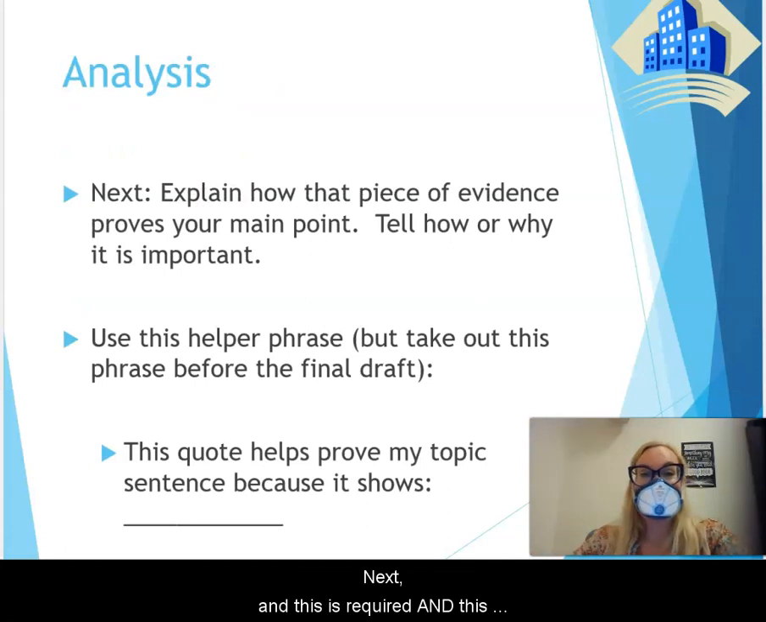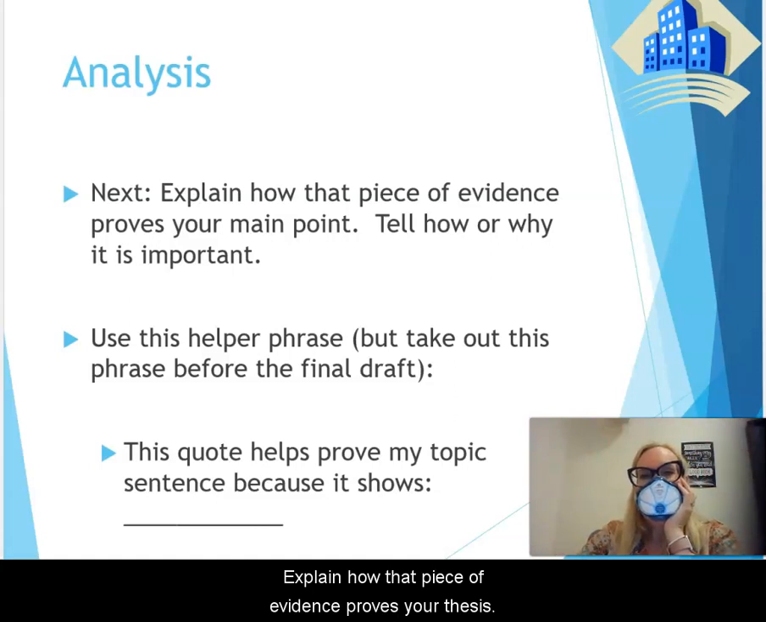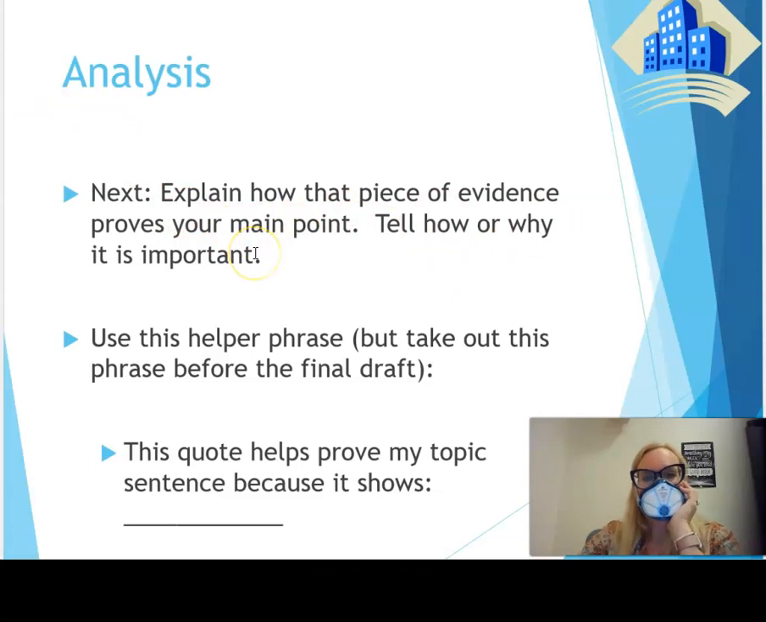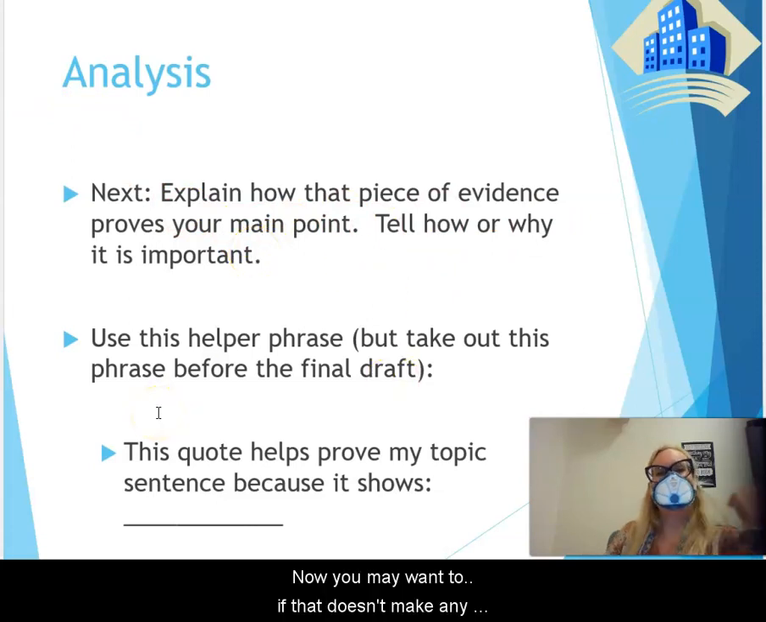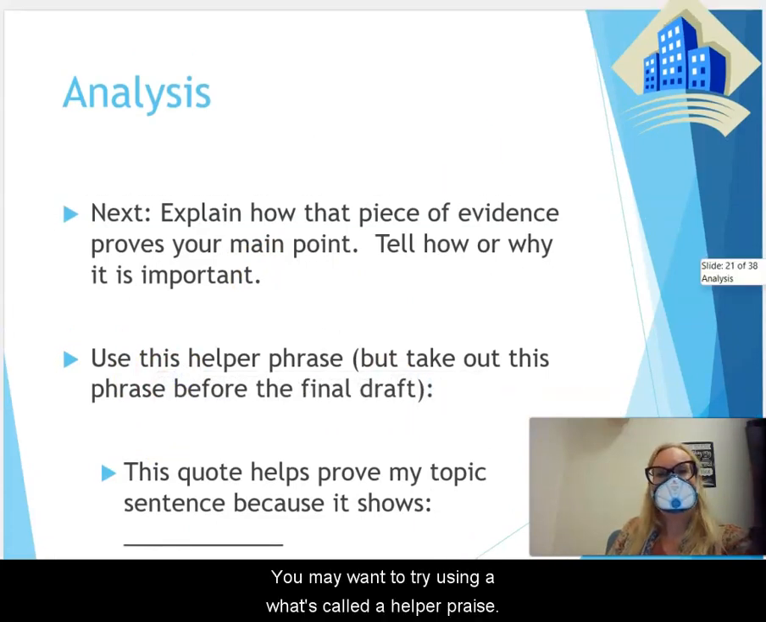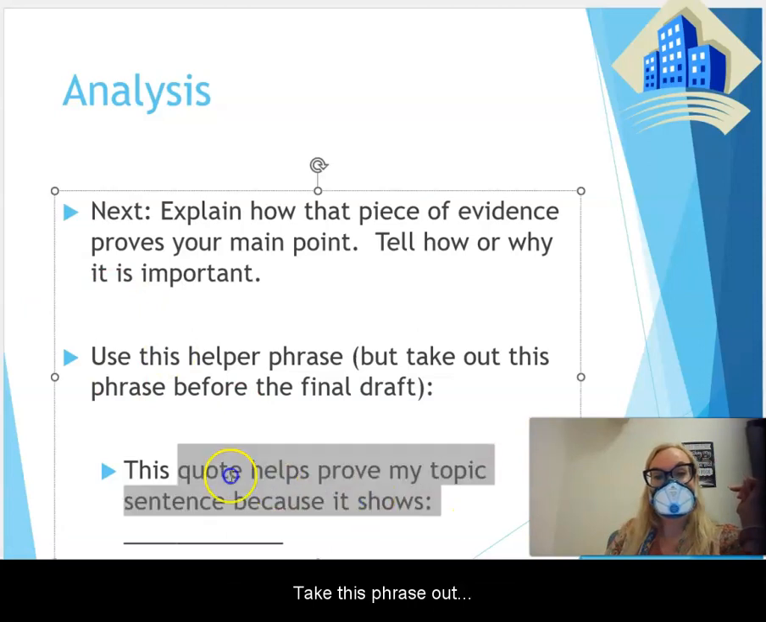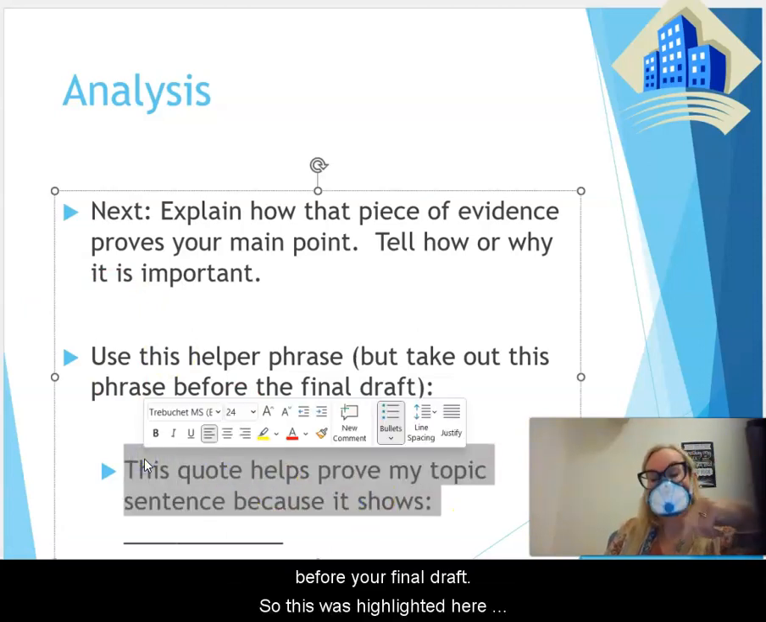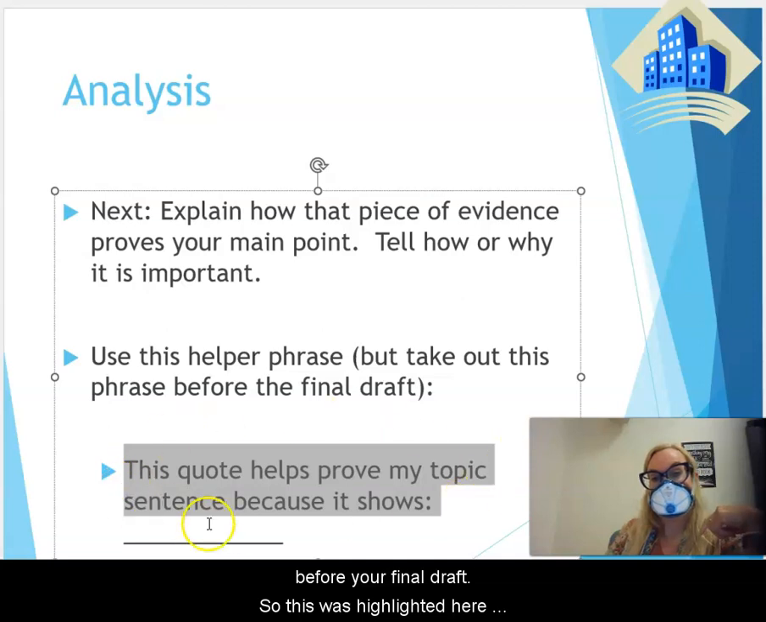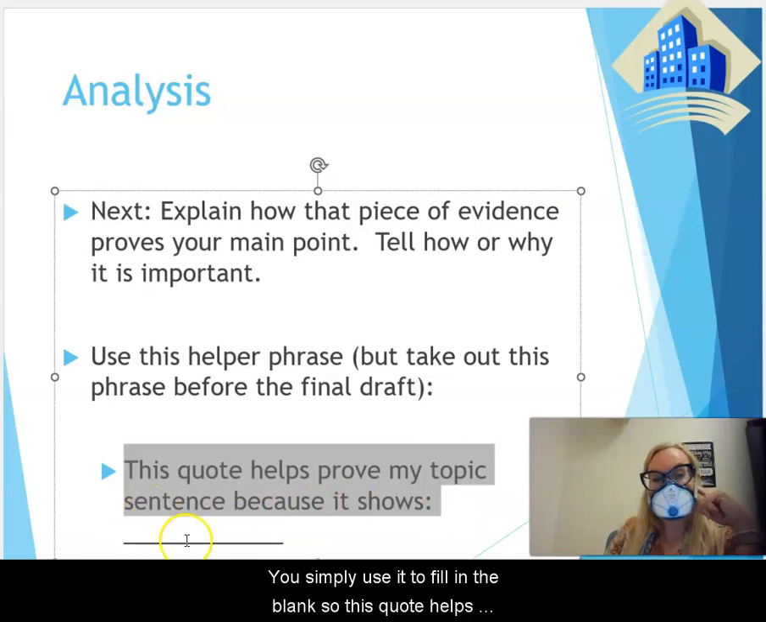Next, and this is required, in fact, this is the most interesting part of your body paragraph: explain how that piece of evidence proves your main point. Tell how or why it is important. If that doesn't make any sense to you, you may want to try using what's called a helper phrase. But if you use this, be careful. Take this phrase out before your final draft. What's highlighted here should not be in the final draft. You simply use it to fill in the blank.